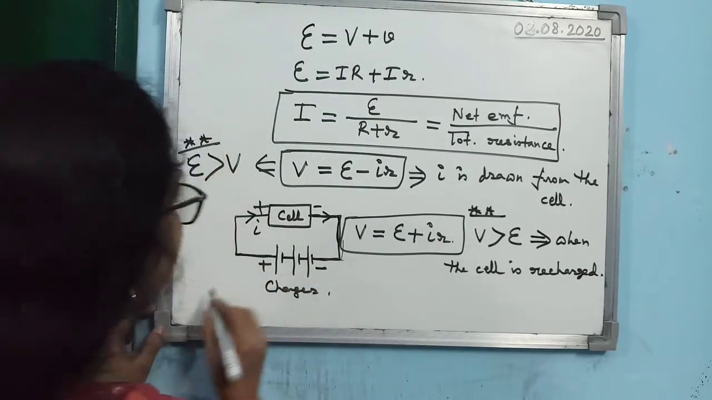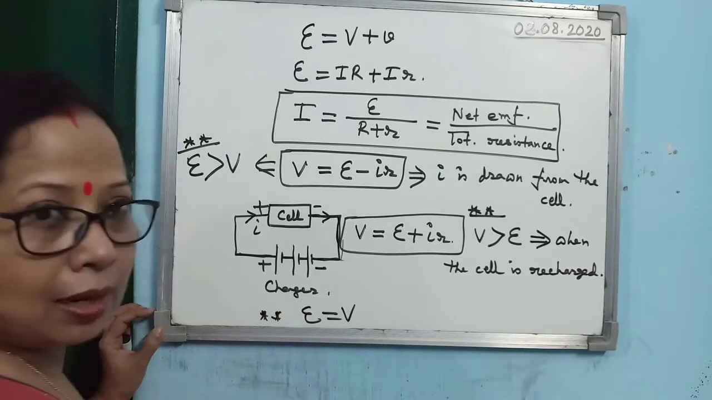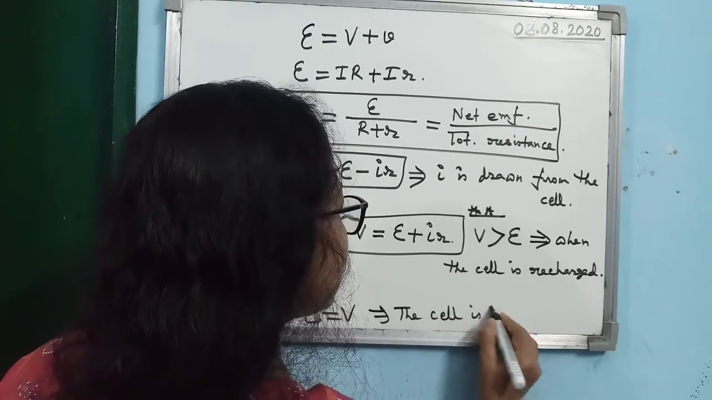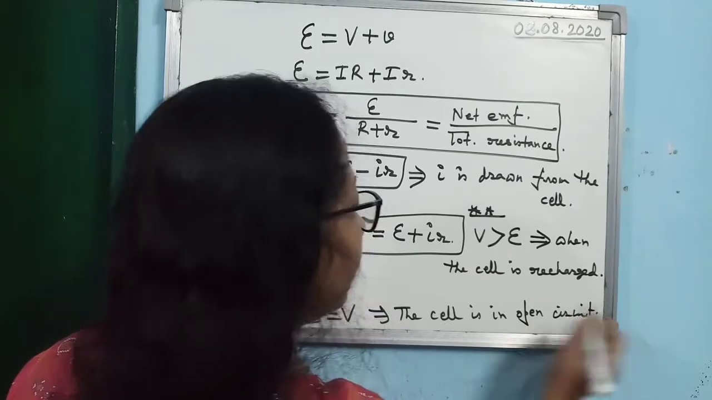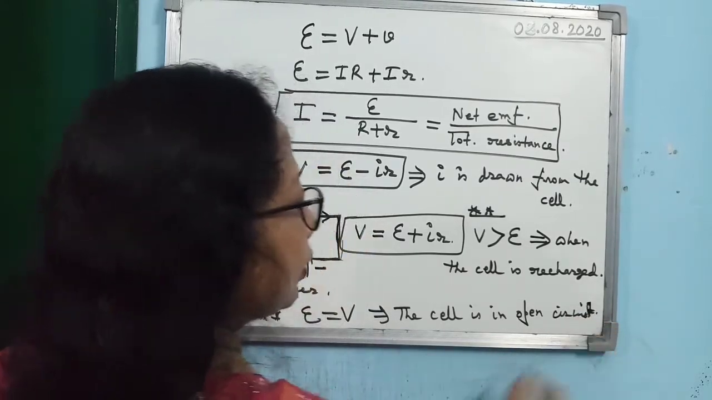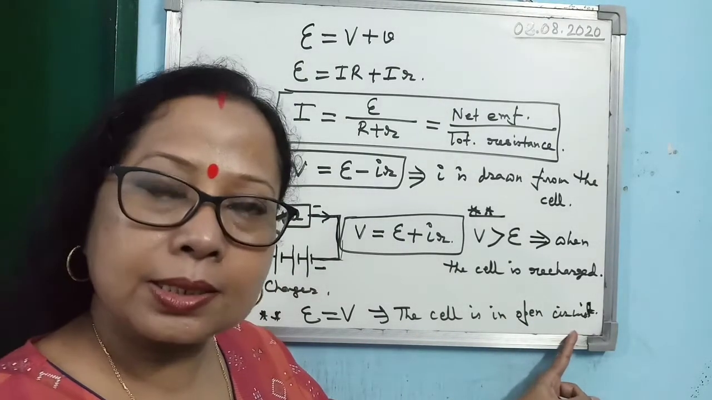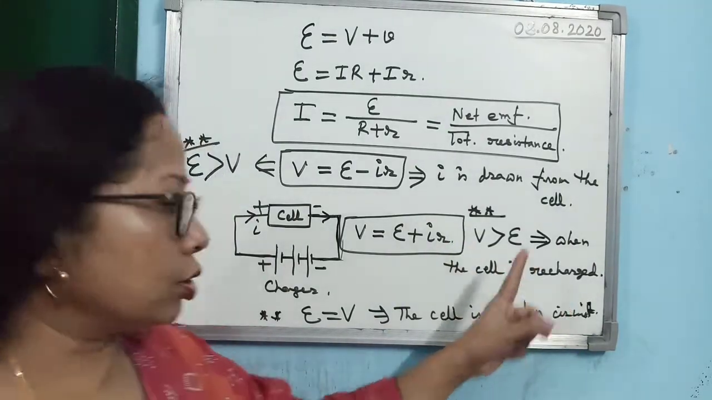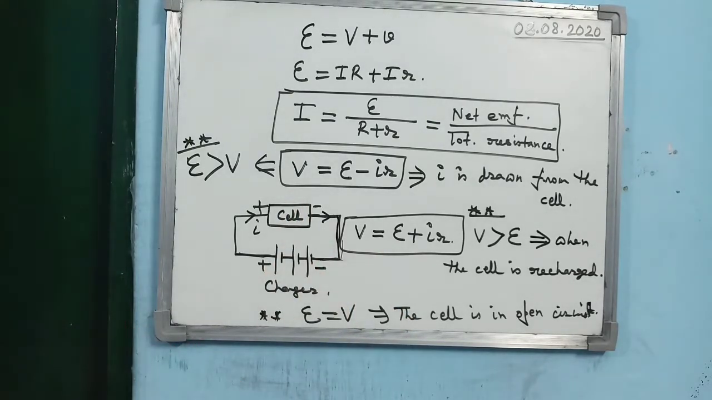Another point you must remember, that is under which condition EMF is equal to terminal PD, that is when the cell is in open circuit. Cell is in open circuit means the cell is not at all operating, only the 2 electrodes are dipped within the electrolyte, but current is not drawn from the cell, and the cell is not getting charged also. So these are the 3 points everyone should remember, especially for all the competitive type exams.